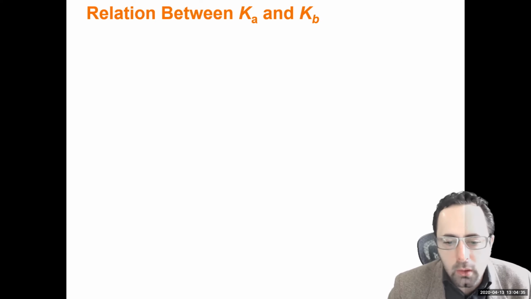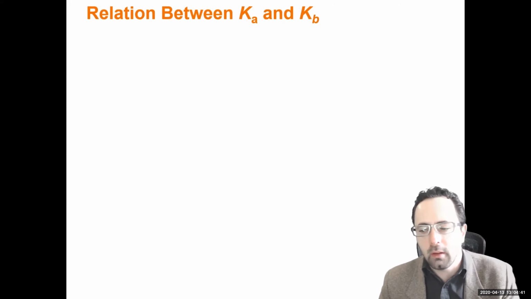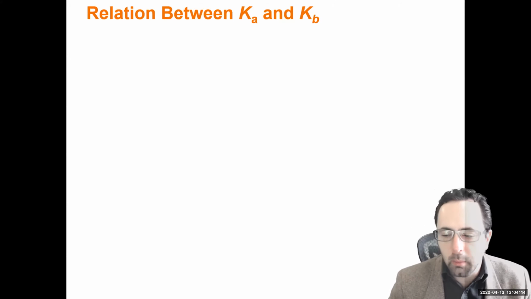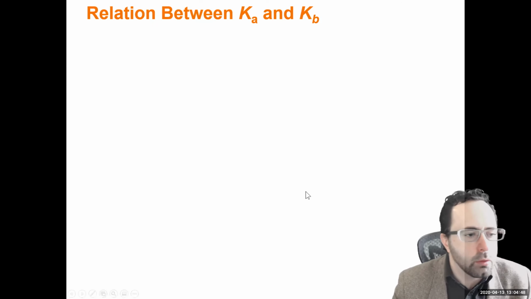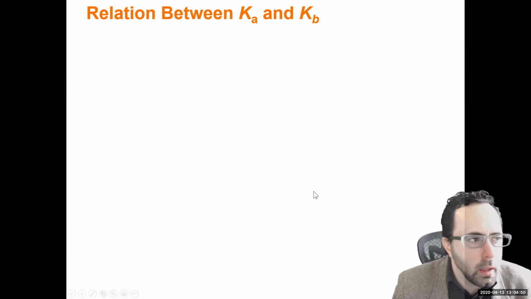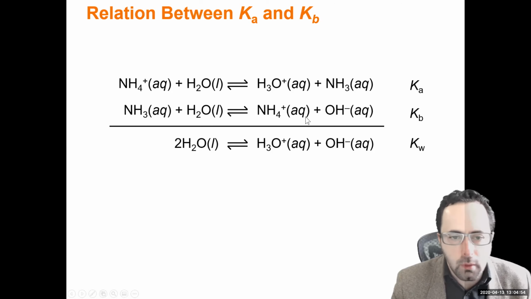One thing to note is that, as we were pointing out with the bases, the stronger the weak base, the weaker its conjugate acid. And the weaker the weak base, the stronger its conjugate acid. These are related to one another, the strength of an acid and its conjugate base, or a base and its conjugate acid. For example, if we take a look at these two reactions here.